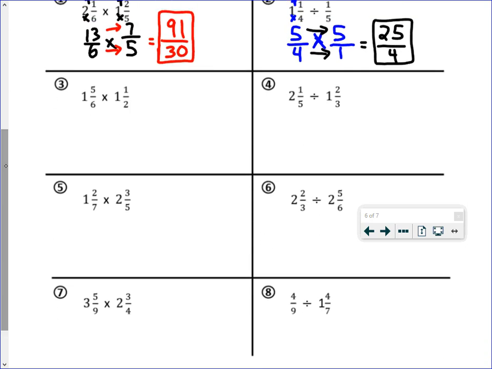Let's look at number 3. So change to a number of fractions. So 6 times 1 plus 5. So 6 plus 5, which is 11. Keep your denominator. 2 times 1 plus 1. So 3 over 2. I am going to multiply that across.